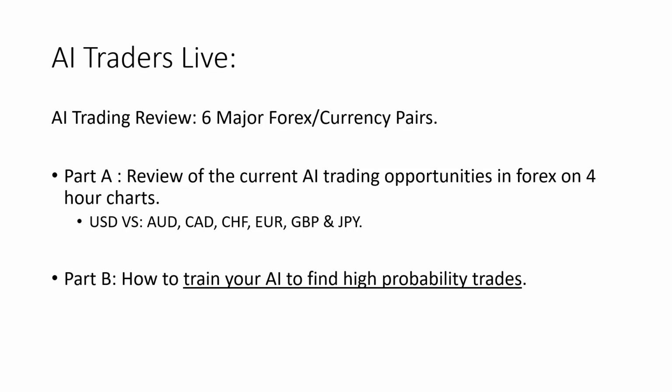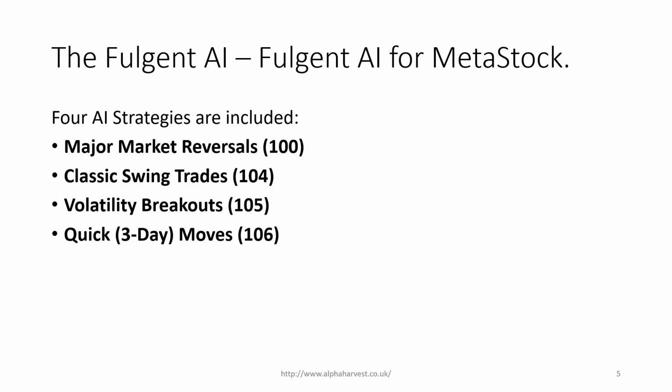We'll be focusing on the 6 major Forex pairs: the US dollar versus AUD, CAD, Swiss franc, euro, sterling, and the yen. And the second part of the presentation will show how you actually go and train the AI to find high probability trades. There are 4 AI strategies that we'll be looking at: major market reversals, classic swing trades, volatility breakouts, and quick 3-day moves. Now, these trading strategies cater for different time frames as well as different investment styles.